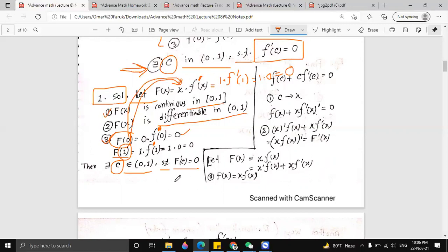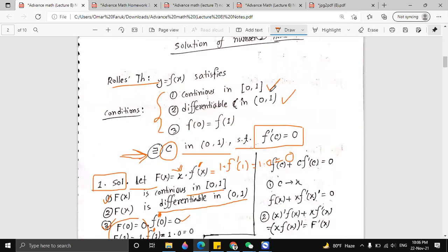Omar, can you explain about f(0) or f(1)? We have to prove both of them, 0 and 1. Yes, these two are our endpoint values, and I just discussed them here. You can see our theorem's conditions. From Rolle's theorem, the third condition is that the endpoint values will be the same.